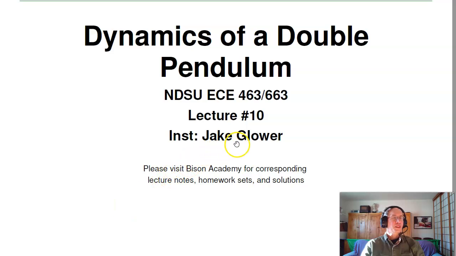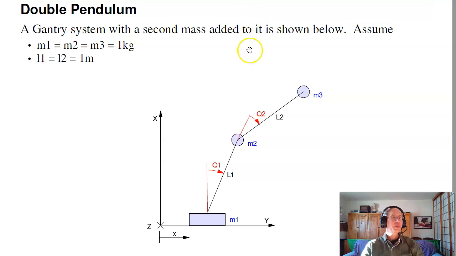Welcome to lecture number 10 for ECE 463 Modern Control, Dynamics of a Double Pendulum. Now what we've looked at previously was a single pendulum. That'd be like trying to balance a yardstick on your hand or taking a rocket from the hangar to the launch pad without it falling over. Now let's look at a double pendulum.